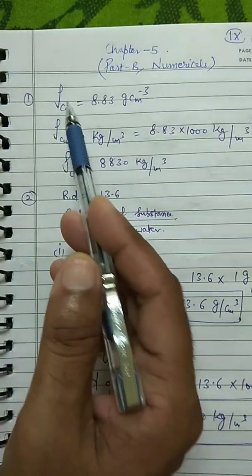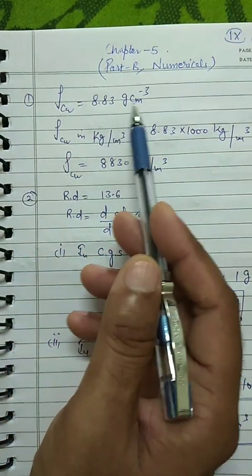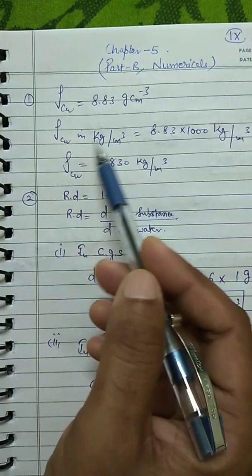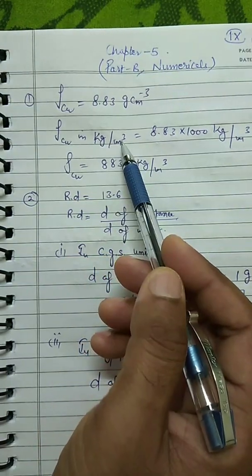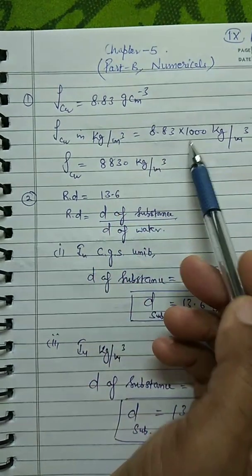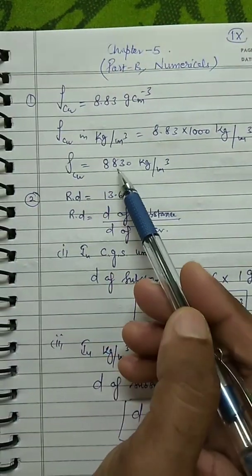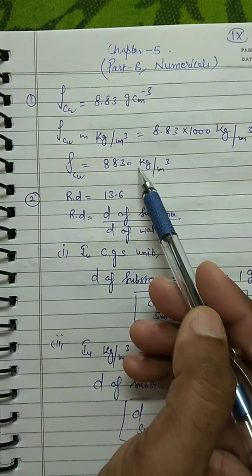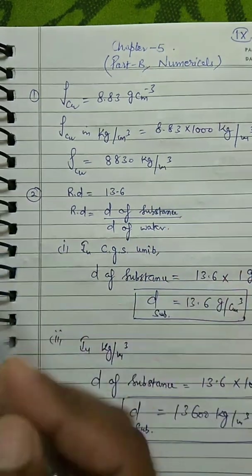In the first numerical, the density of copper is given as 8.83 gram per centimeter cube. We have to find the density of copper in kilogram per meter cube. For that, we simply multiply this numerical value by 1000, so we get the answer. Density of copper is 8830 kilogram per meter cube.